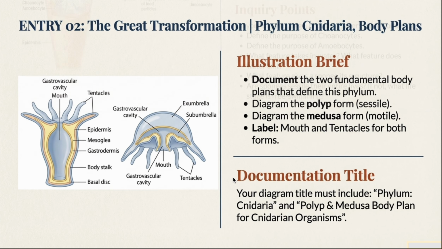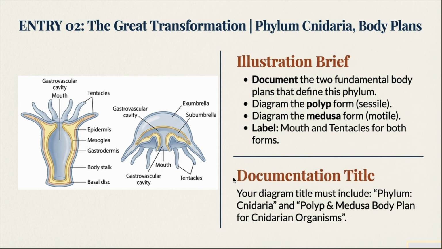Then you move through, and it's the same for each of them. You follow the illustration brief, so you've got an image here on the left. You draw those images in your own drawing style. Again, I'm not grading you on your artistic abilities, just your accuracy of labeling. And then follow the instructions, right?